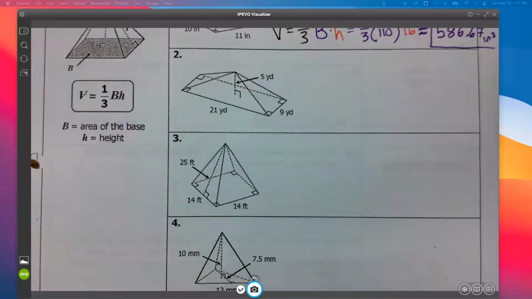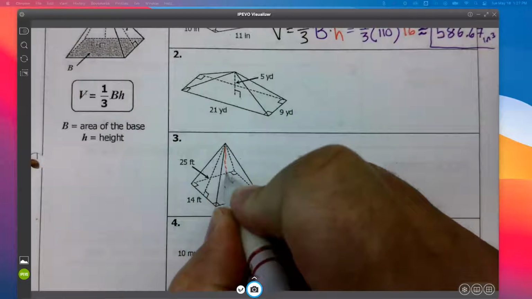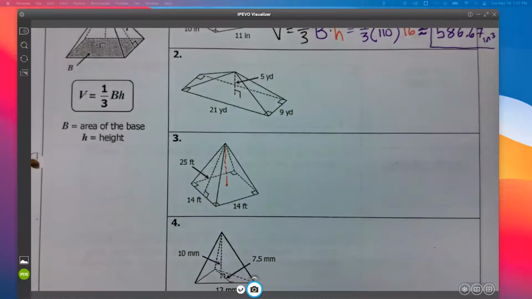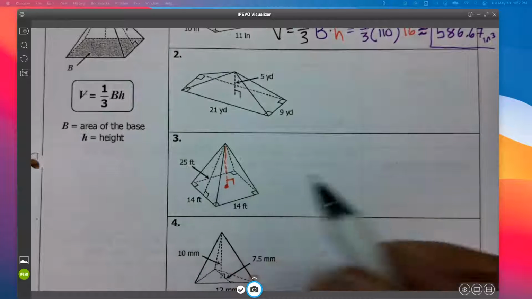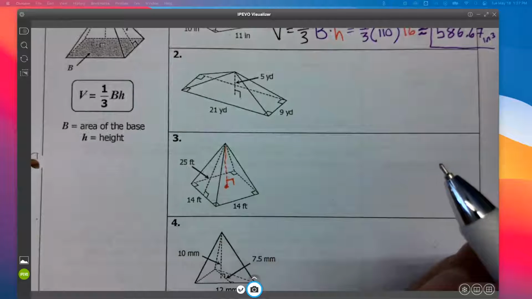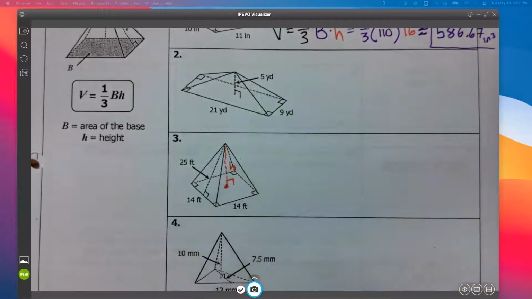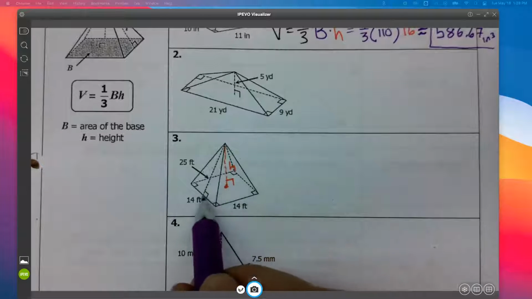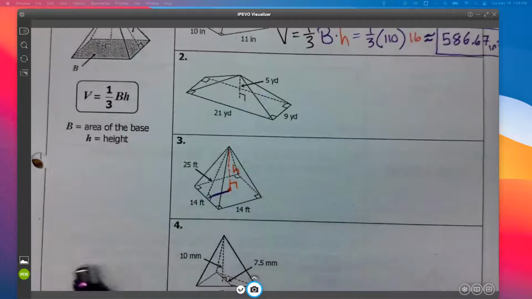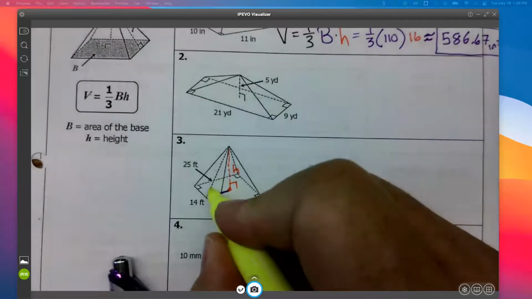What makes that one different? Good. You're missing the height. So draw it in. Give yourself a line going from the apex straight down to the center of that base and make it perpendicular. That's what you want. That's your height. But in order for us to find out how long that height is, we're going to need to do some little creation.